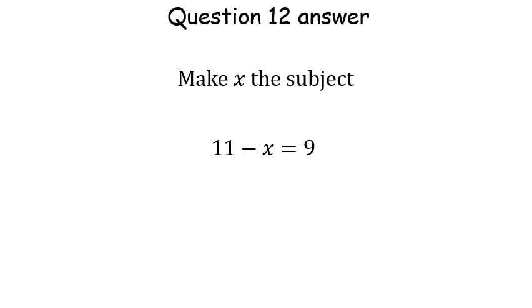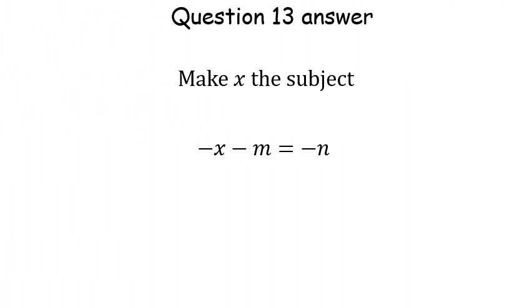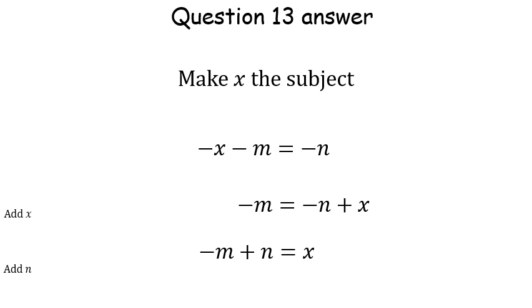Question 12. When we have a negative x, I like to add it to both sides so that we have the x positive on one side of the equals sign. Then we can subtract 9 from both sides, getting x equals 2. Question 13. Here, x is negative, so I've added it to both sides, and then I've added n to both sides, getting x equals n minus m.